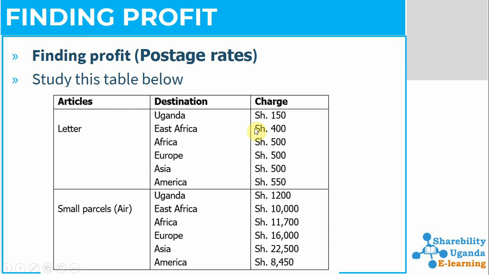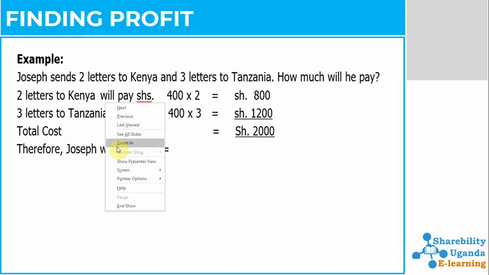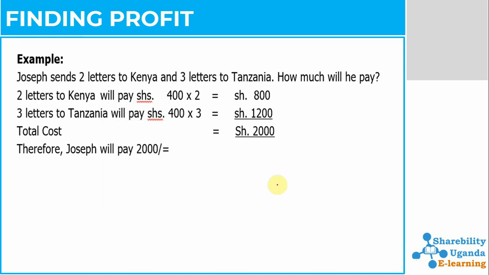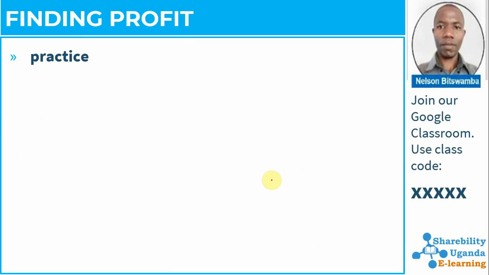Okay, so now let's go ahead and interpret this question. Well, they are saying Joseph sent 2 letters to Kenya and 3 letters to Tanzania. How much will he be able to pay? They have calculated the answers here, but let's also choose to calculate as I'm demonstrating for you to understand it very well. What are they saying?